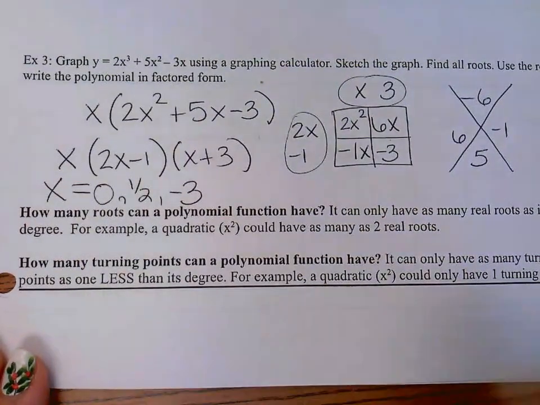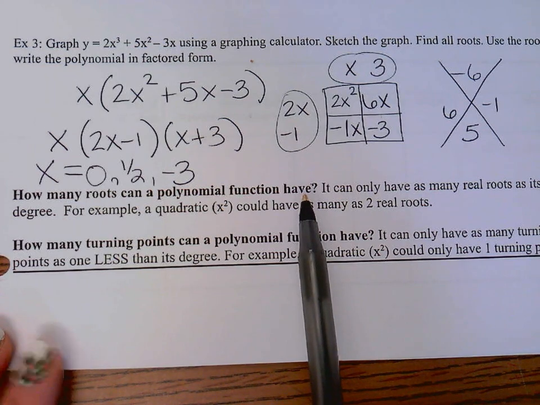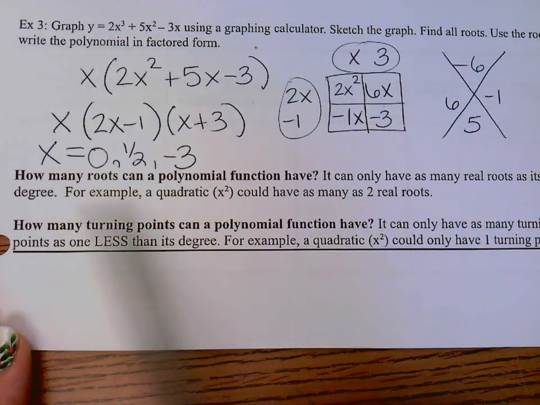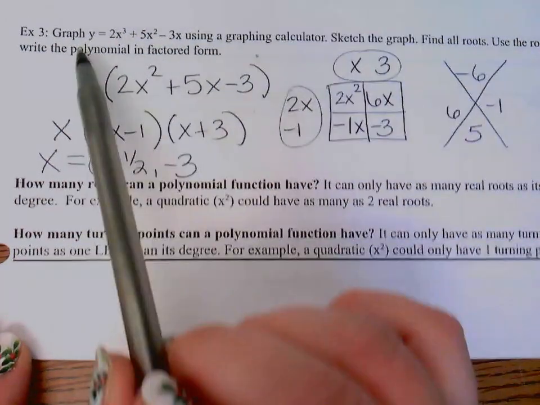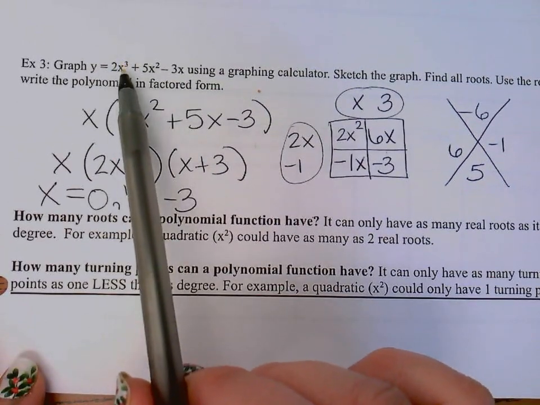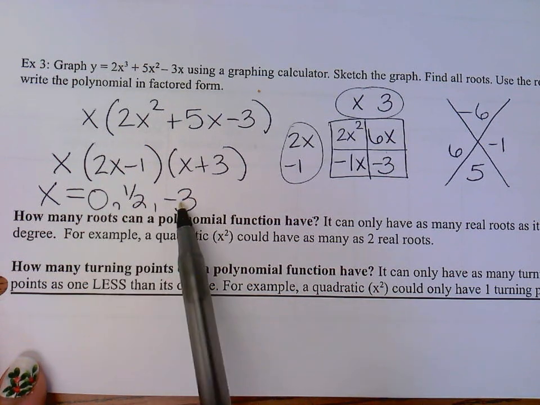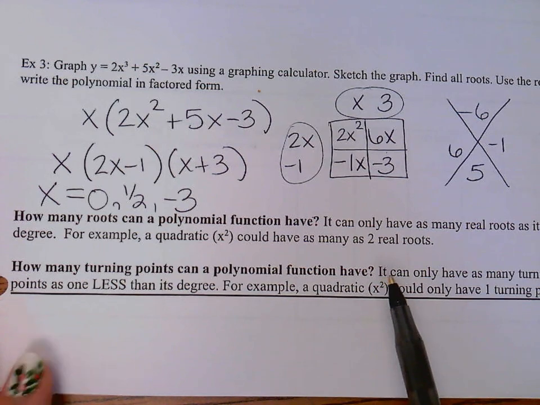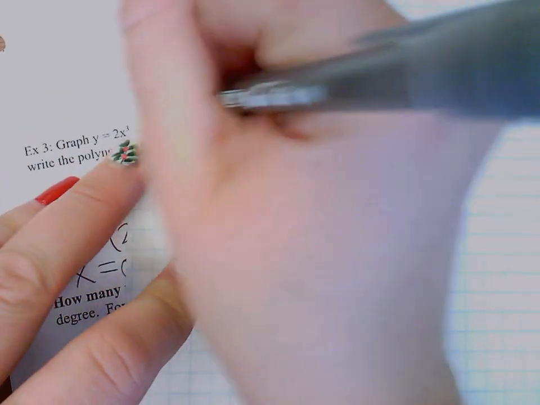Here's a couple facts that are nice to know. How many roots can a polynomial function have? It can only have as many real roots as its degree. So a quadratic, x squared, can have as many as 2 real roots. What degree was this polynomial? It was cubic, right? How many x-intercepts did it have? 3. Cubic, 3 x-intercepts. Quadratic, 2 x-intercepts. Will every quadratic always have 2 x-intercepts though? No. I could have a quadratic that looks like this.